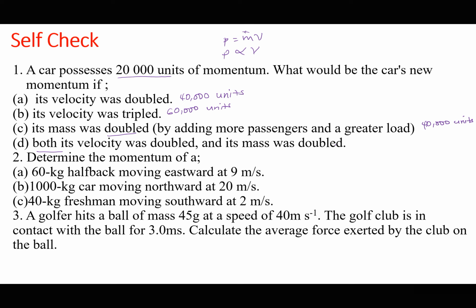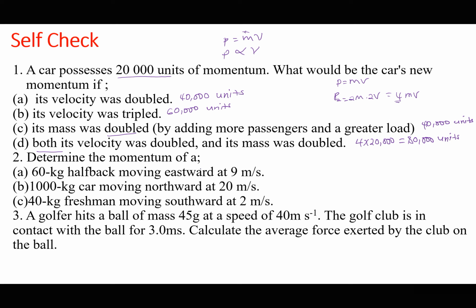If you want to do this mathematically, you can just follow this. Let's say the first momentum is mv. The second momentum, the mass is doubled, is twice m. The velocity is doubled, is twice v. So this becomes 4 times mv. In other words, 4 times the first momentum. So the momentum here will be 4 times 20,000, which will be 80,000 units.